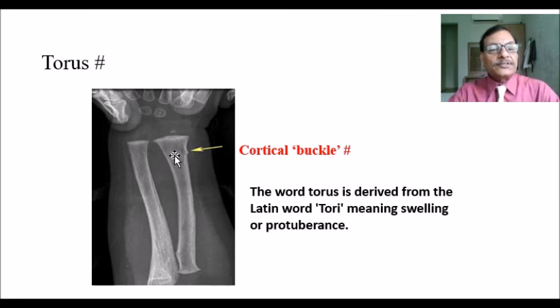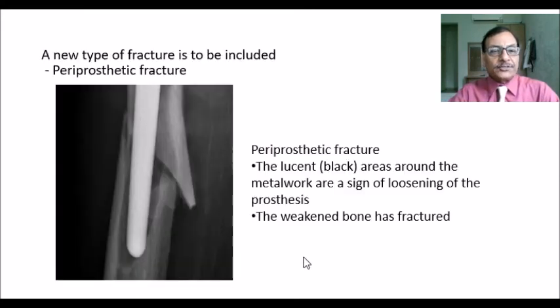Again, the torus fracture looks on the X-ray like just a cortical buckle or bulge. In fact, in Latin, the word torus means swelling or protuberance, from where the word has come. A new type of fracture has to be added in certain conditions where a prosthesis has been given to the patient and there is a fracture due to the prosthesis. Usually you can see a lucent or black area between the cortex and the prosthesis. This black area is the part where it is loose, and by this loosening there will be a fracture. The bone has been weakened, and then there will be a loosening.